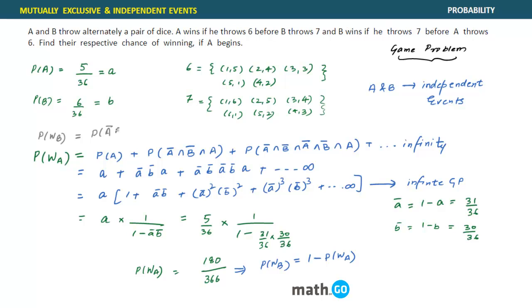Probability A loses and then B wins, because it is given that A starts the game. So you cannot just start from PB, remember. Then the other case would be A loses, B loses, A loses, and then B wins. So this is the series that you will form if you were to ask the probability of winning of B.